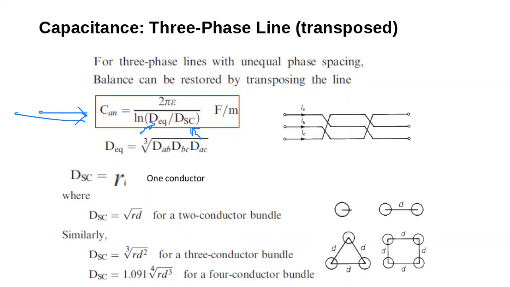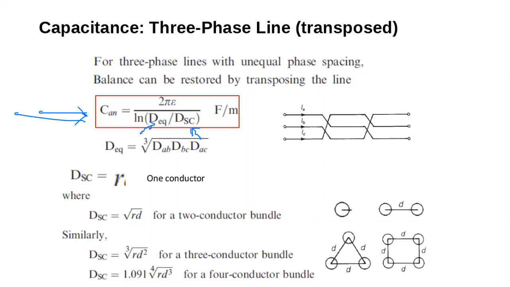Why? Because there is a difference between the geometric mean radius in calculating the capacitance and the geometric mean radius when calculating the inductance. What's the difference? It's R. We call it R in the capacitance. We call it R prime in the inductance. It's less: R prime is 0.7788 times R. But the equivalent distance will be the same.